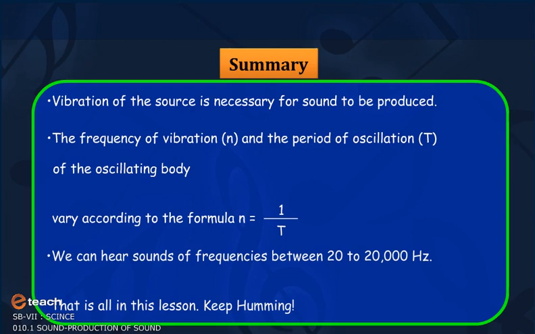Summary: vibration of the source is necessary for sound to be produced. The frequency of vibration, N, and the period of oscillation, T, of the oscillating body vary according to the formula N is equal to 1 upon T. We can hear sounds of frequencies between 20 to 20,000 Hz.